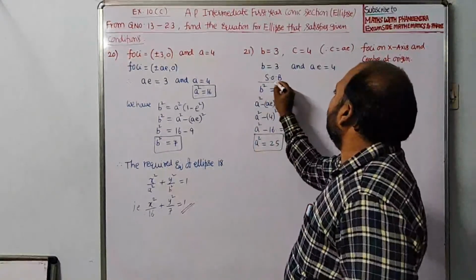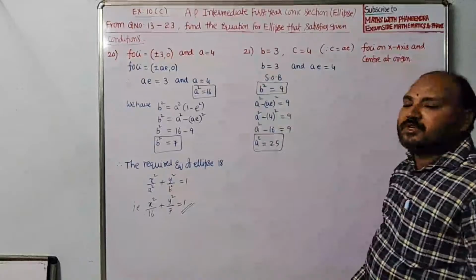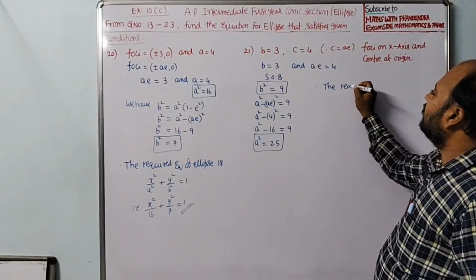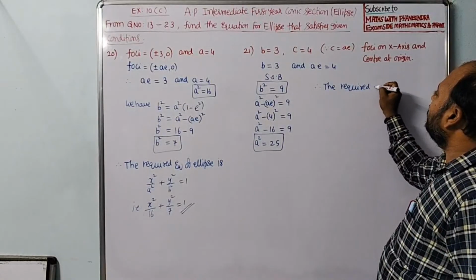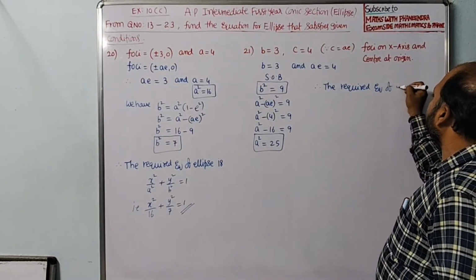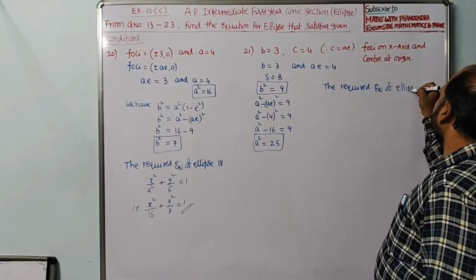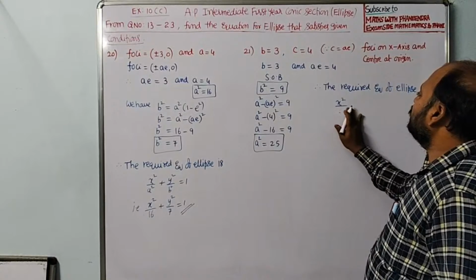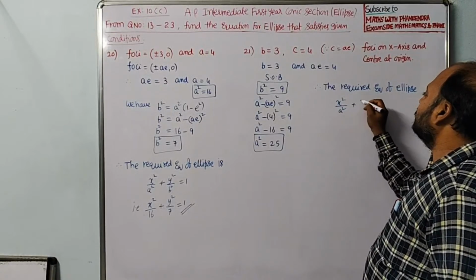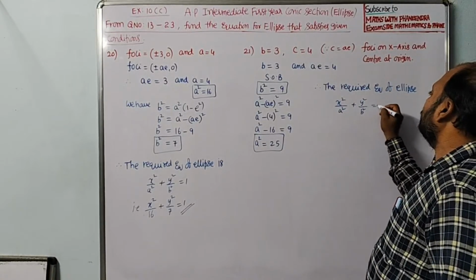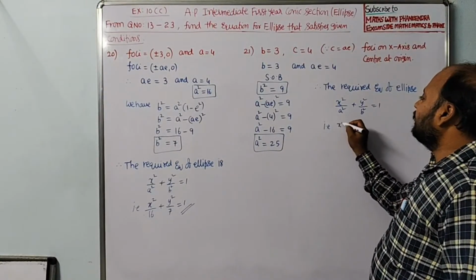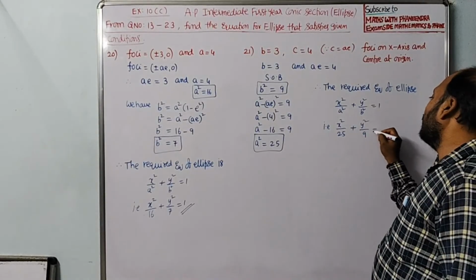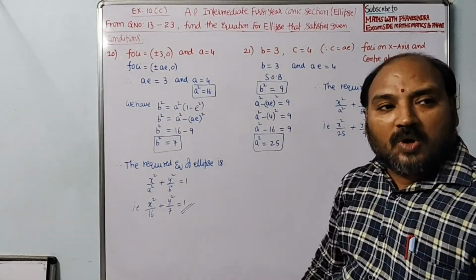So A square value we know, B square value also we know. Therefore, the required equation of ellipse: first you write the formula and then substitute, students. X square by A square plus y square by B square equal to 1, that is x square by 25 plus y square by 9 equal to 1.